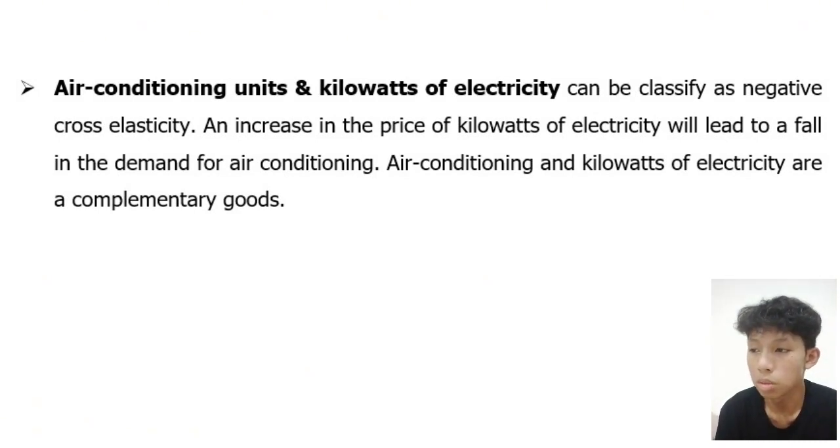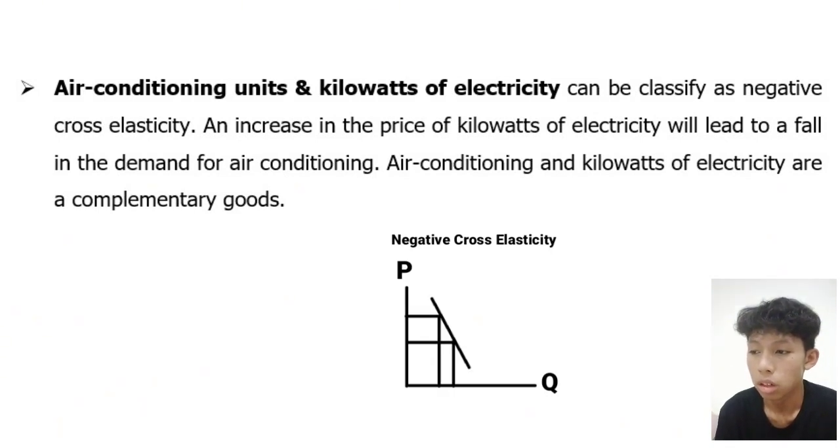Now we can see that the cross price elasticity of demand is negative 0.34, which means that an increase in the price of kilowatts of electricity will lead to a fall in the demand for air conditioning, as we can see in this graph. So it can also be classified as negative cross elasticity.